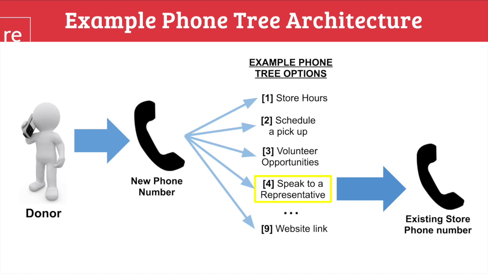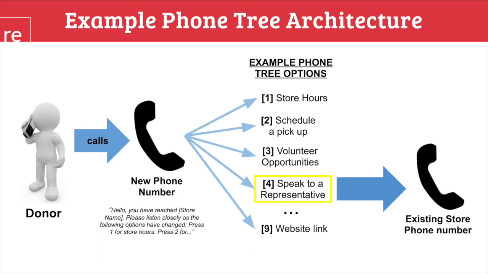When the donor calls the new phone number, a pre-recorded message is played, such as, "Hello, you have reached our store. Please listen closely as the following options have changed. Press 1 for store hours. Press 2 to schedule a pickup," etc. The donor then dials a preferred option based on the customizable phone tree menu.